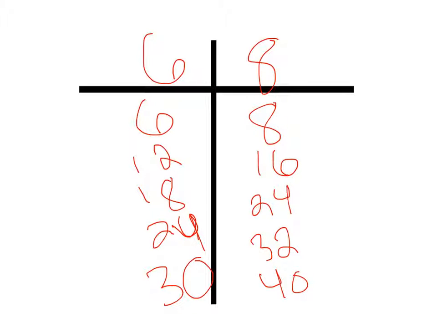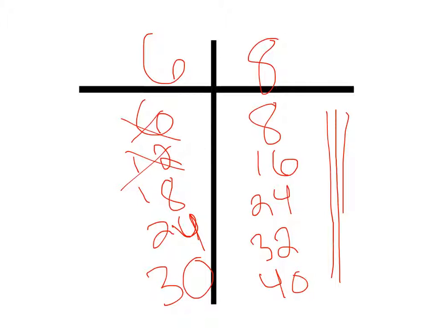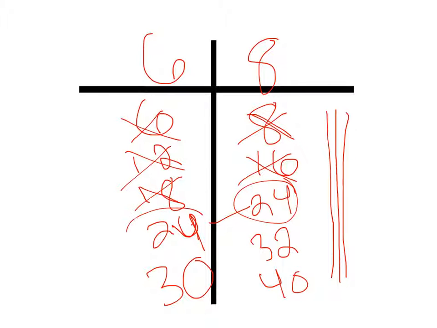Now let's look for their least common multiple. So let's look at the 6. The 6 doesn't match with any of the numbers on this side, so let's cross out the 6. Now the 12 doesn't match with any of the numbers on this side either, so cross out that. 18 doesn't match with any of the numbers on this side, so cross out 18. But as we're noticing, these numbers don't match with the numbers on the 6 side either, so let's cross them out. Now 24 is the next number. It matches with this one. So that's the least common multiple of 6 and 8.